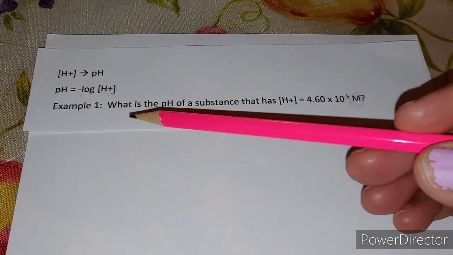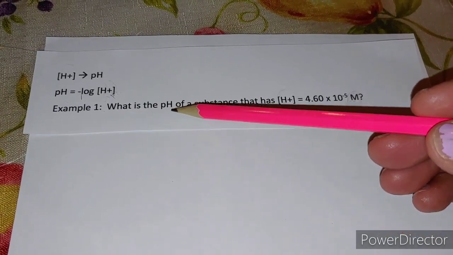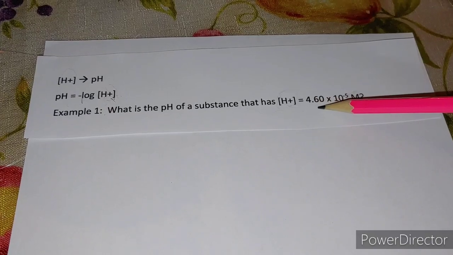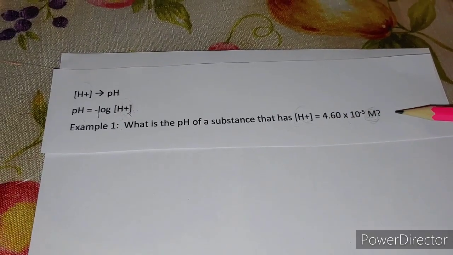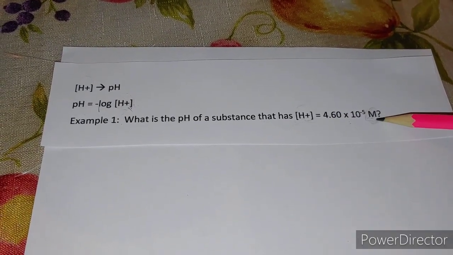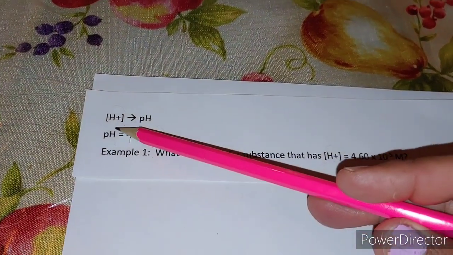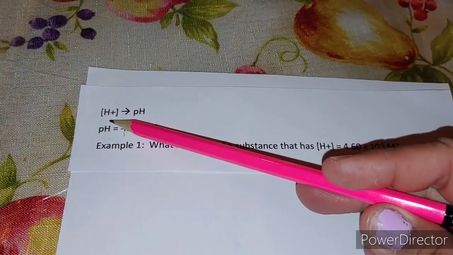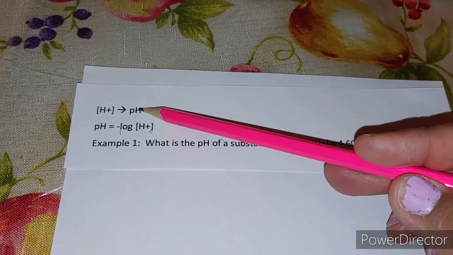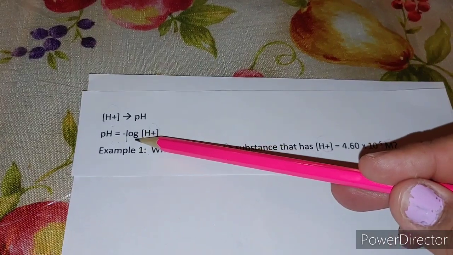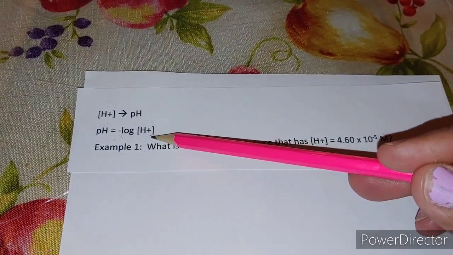Okay, on that first example, it's asking what is the pH of a solution that has a hydrogen ion concentration equal to 4.60 times 10 to the negative 5 molar concentration. For this particular question, they're giving us the hydrogen ion concentration and we're being asked to find pH. So the formula we're going to use is pH is equal to the negative log of the hydrogen ion concentration.